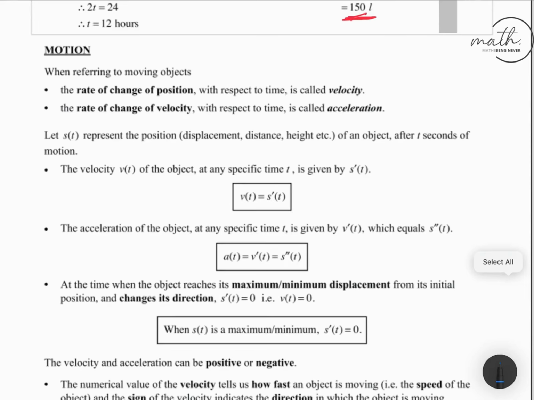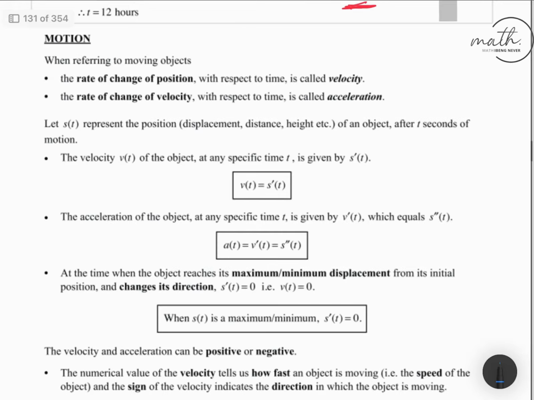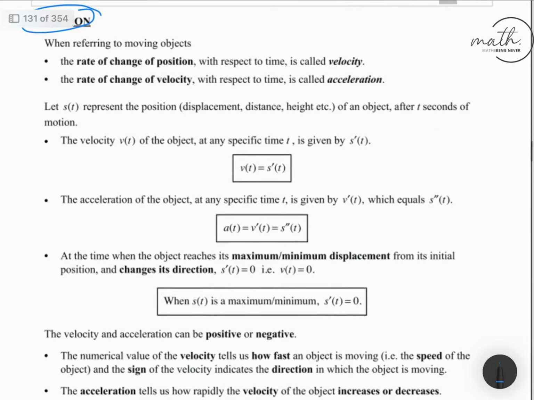Okay, now we are in motion. So let's just read through quickly. With this one, when referring to moving objects, we have the following. We're still on rate of change, so that means we're going to find derivatives there.